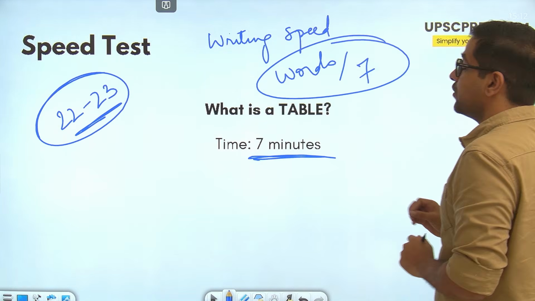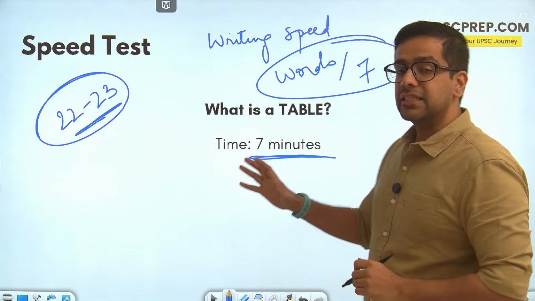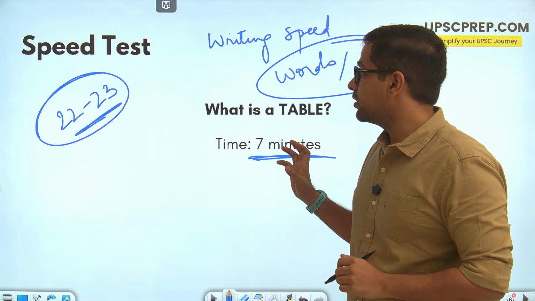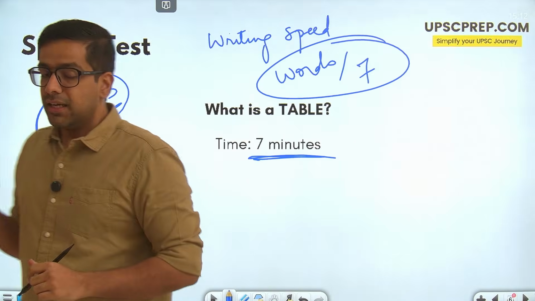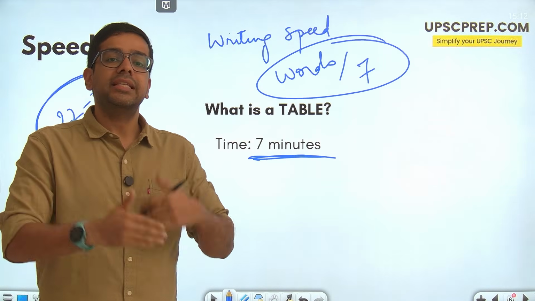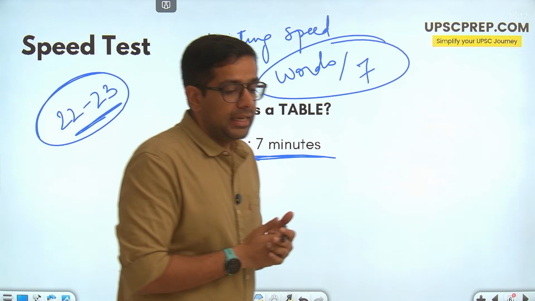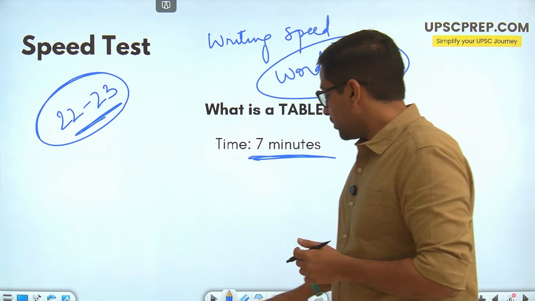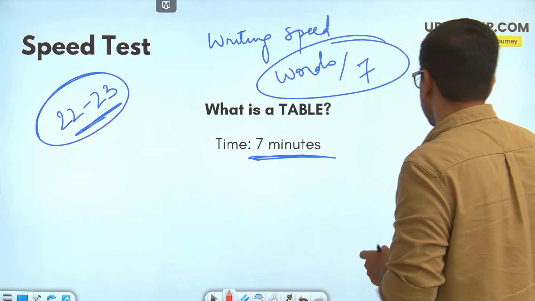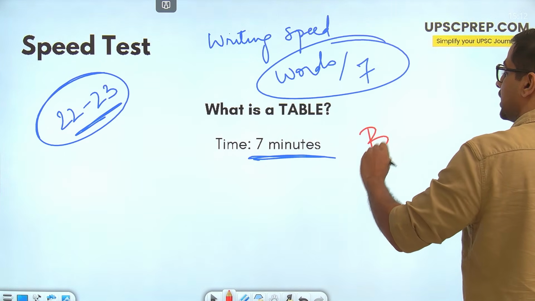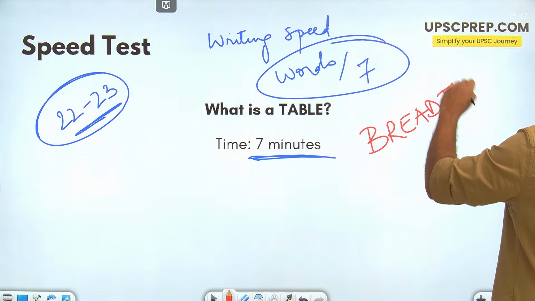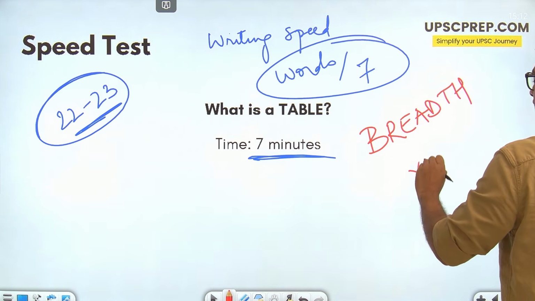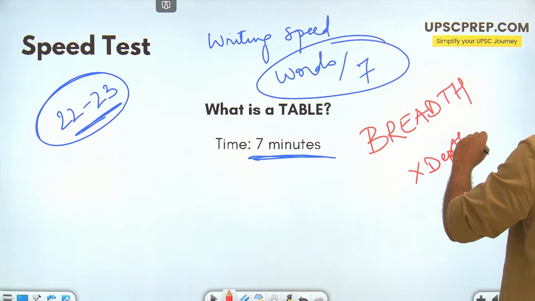A very simple thing over here is that when you're writing this fast, when you're thinking that okay, in 7 minutes I'm supposed to write what a table, what to do, how to do it, why to do it, so this comes up with the second part of answer writing. That in civil services exam preparation, UPSC gives more marks for breadth than depth. It does not want depth.